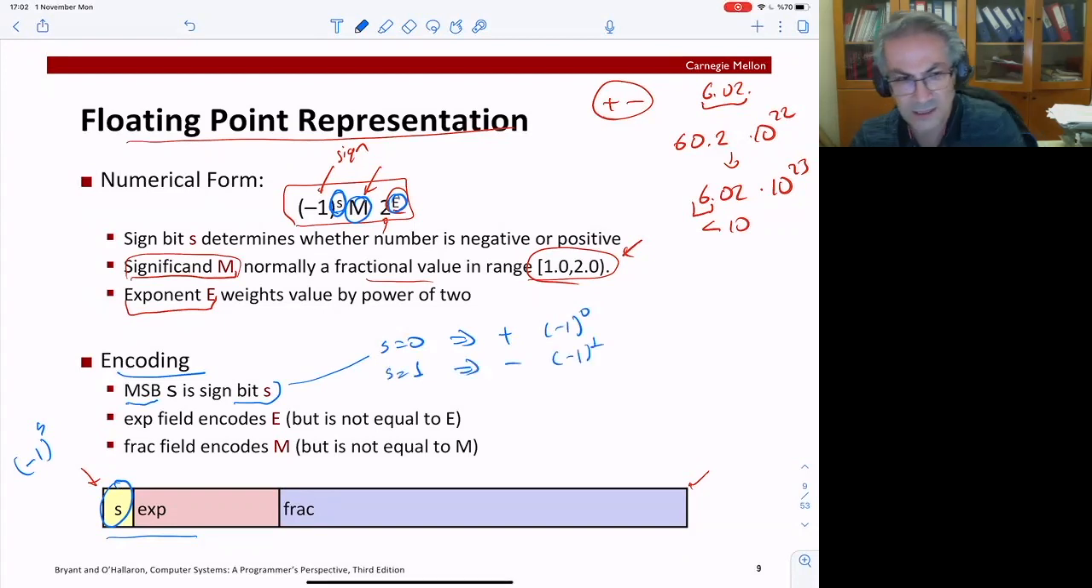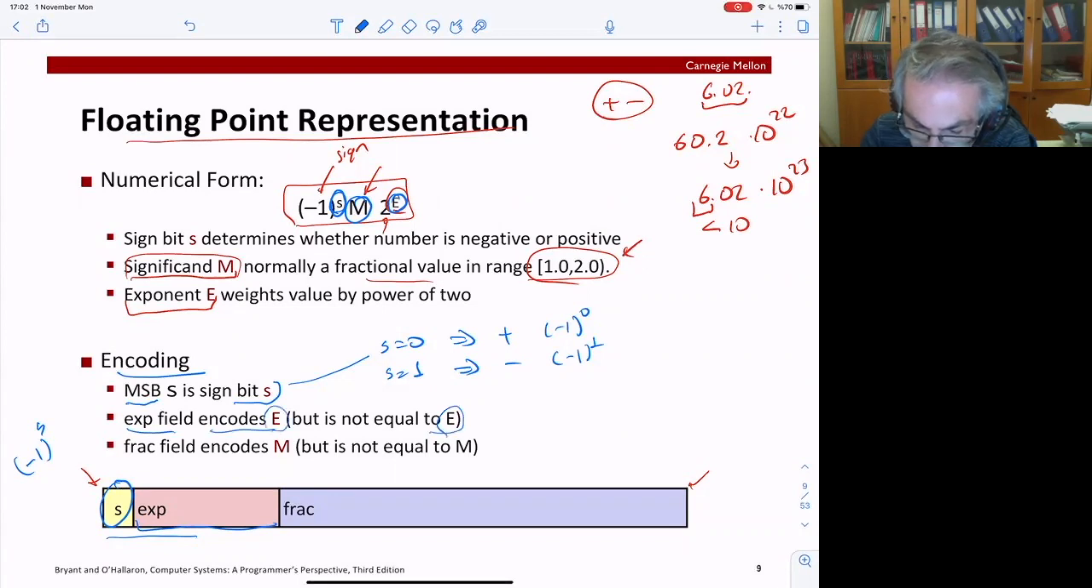And you can see why we choose that. It's because in the 2's complement form, we also had this most significant bit determining the sign of the number, and this kind of nicely fits that. And then we have the exponent bits. Now the exponent bits encode E, but it's not equal to E. Okay, and we'll see what this means.